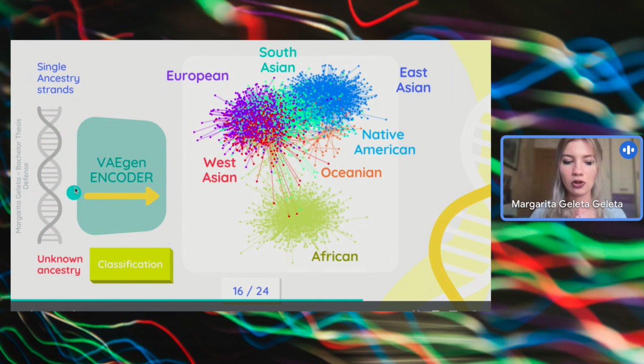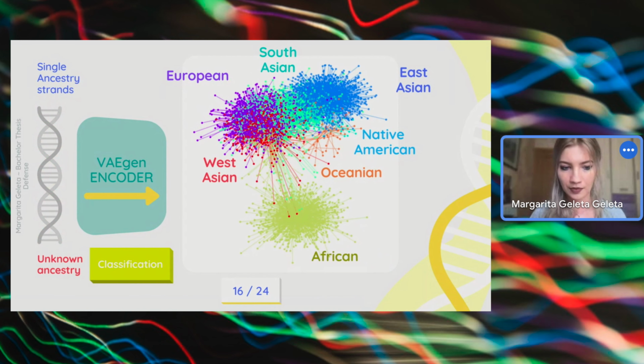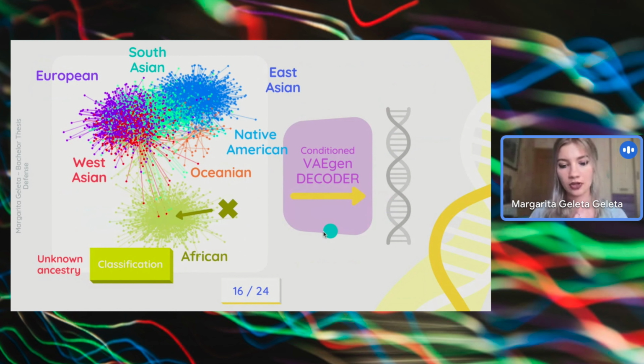If we have an individual of unknown ancestry, we can just forward this strand through the encoder, and we would find some coordinates in the latent space. A straightforward way to classify this individual is to take the closest ancestry cluster. So we compute the distances to all the centroids of each population, and we assign the label of the closest cluster. Another way of classifying is using the decoder. If this individual is African, we expect that the decoder conditioned on African ancestry would yield the best reconstruction of the input.